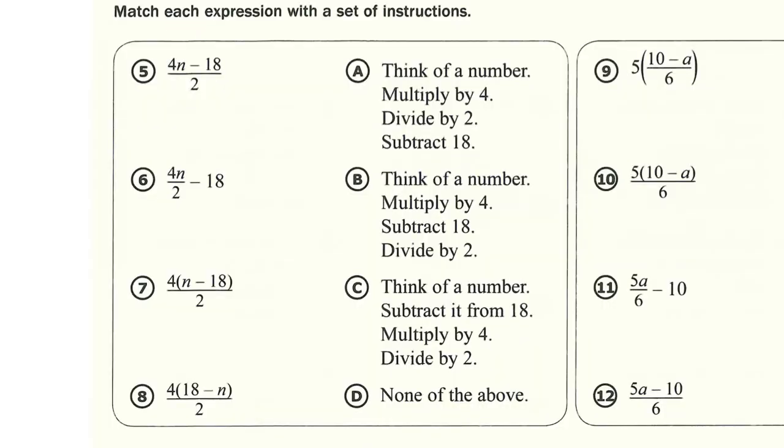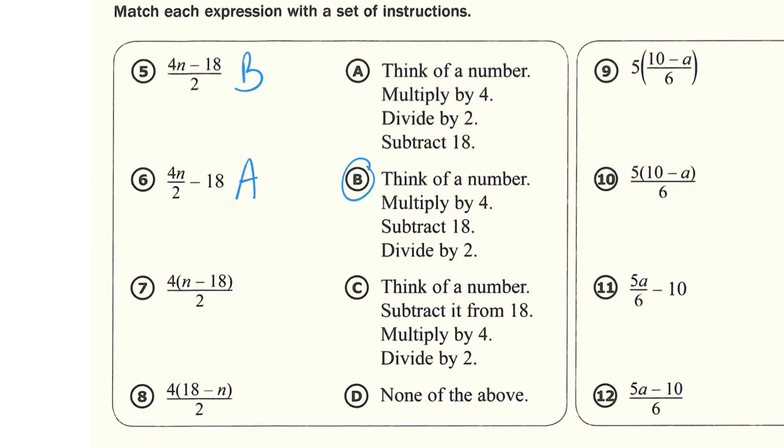Here we're going to match the expressions with their instructions. So looking at number 5, I have a number n. It looks like I multiplied by 4 first, then I subtracted 18, then I divided by 2, which means that this one matches up best with the instructions for B right there. In number 6, looks like we multiply by 4 first, then divide by 2, and then subtract 18 last, which means that this one best matches up with A.